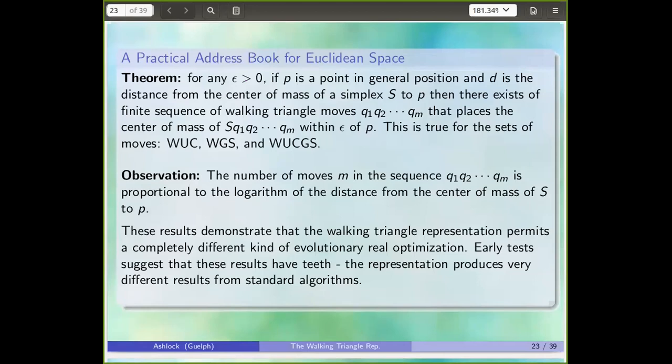Finite, cool. How big? The number of moves in the sequence is proportional to the log of the distance. These results demonstrate the walking triangle representation permits a completely different kind of evolutionary real optimization, and I'll give you at least one demonstration of this.